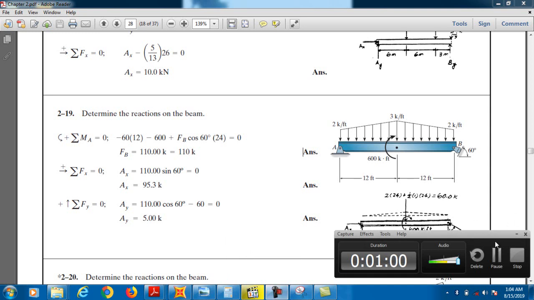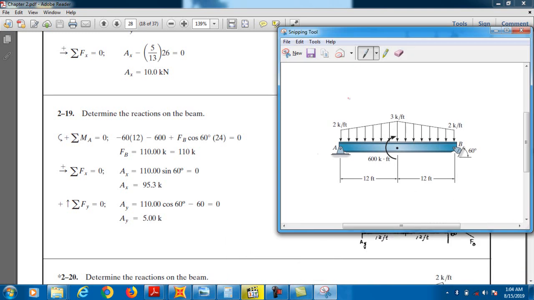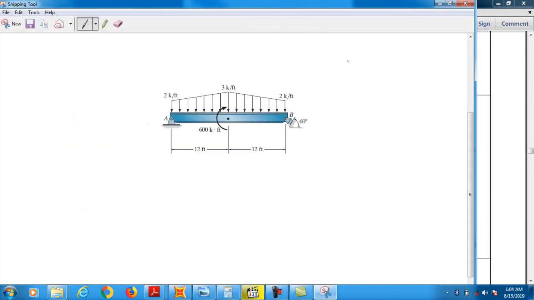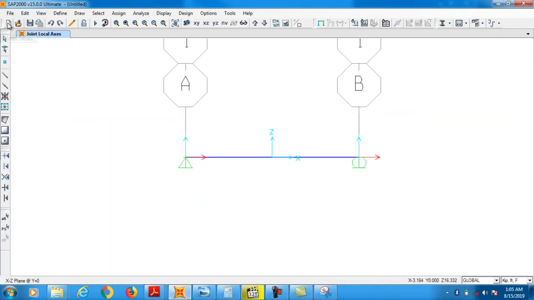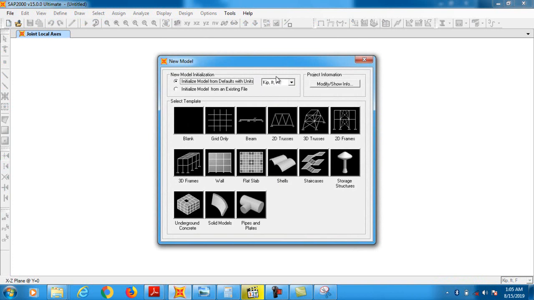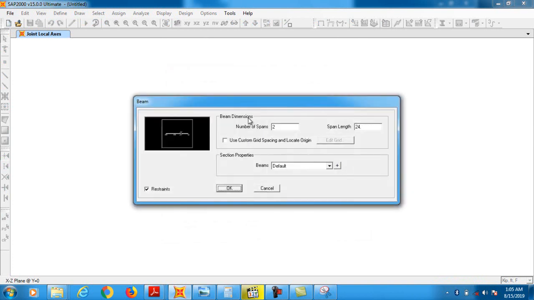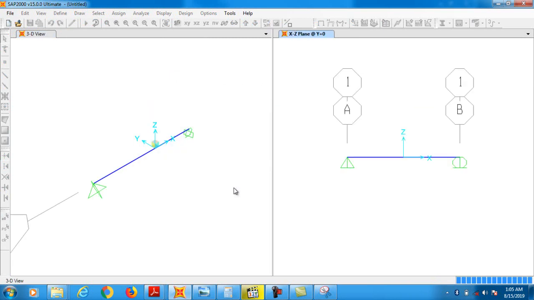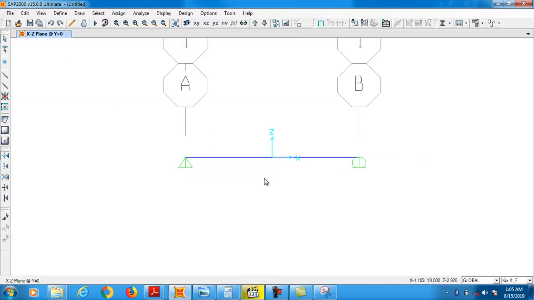Let's start with how we will deal with this example. First, let's make sure about your units: your unit should be feet. We will use the beam template. We have one span, a 24 feet span. We don't need this grid spacing, and remove this window.